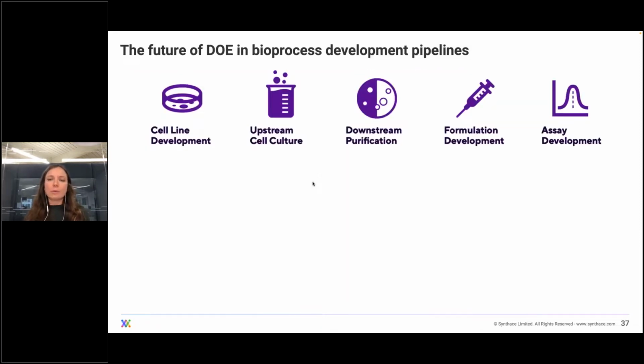And so finally, I want to leave you with what I think is likely going to be the future in bioprocess development pipelines. And it's this typical diagram where we separate out these different areas into different buckets. But we know from many studies that upstream conditions, for example, have a very significant impact on the downstream purification processes. So it ends up being a balancing act between the different areas.